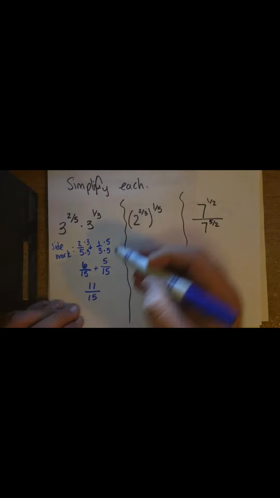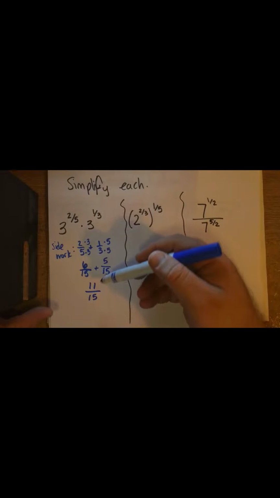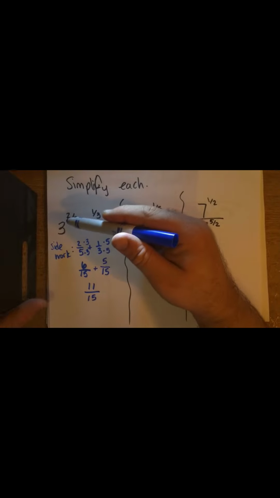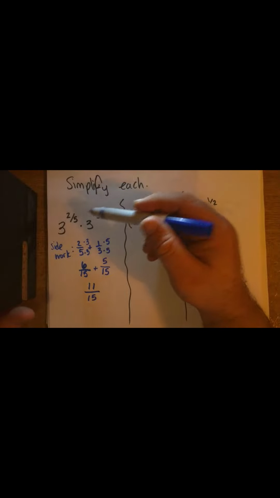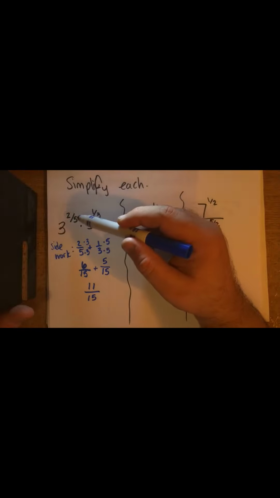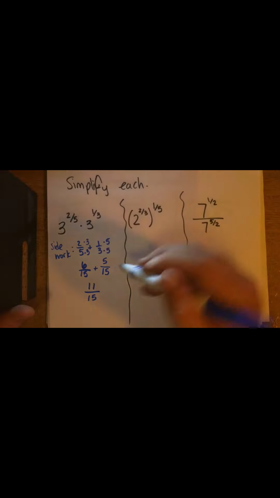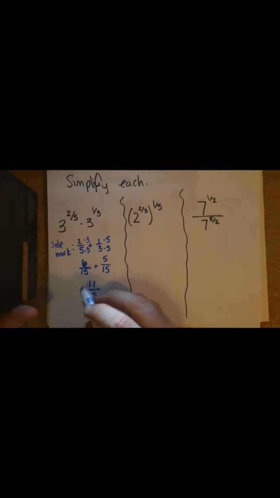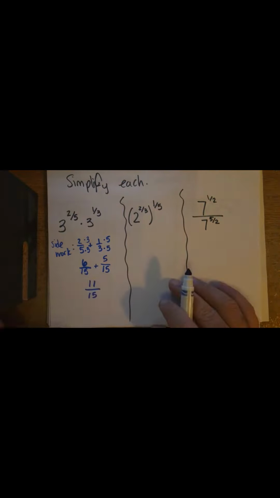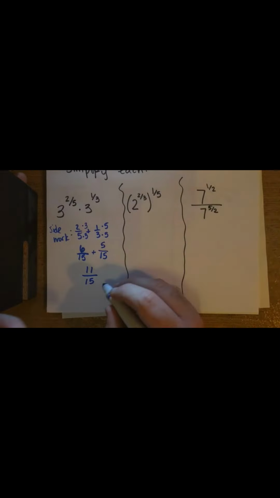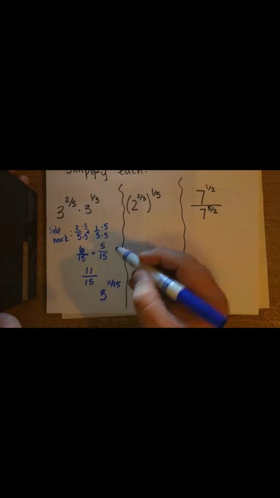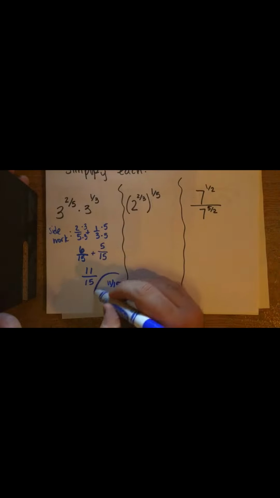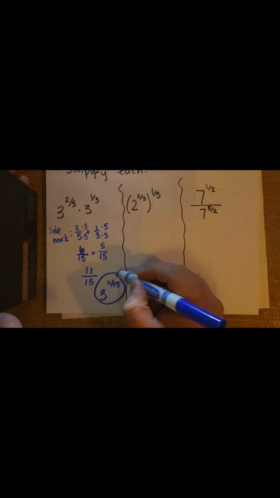But what's the point of doing that again? Remember, think about what you're trying to do here. You're trying to multiply these 3's that have different exponents. Well, we saw that we had to add these. So this becomes 3 to the 11 over 15. So we did this work right here to get our reduced fraction right here.